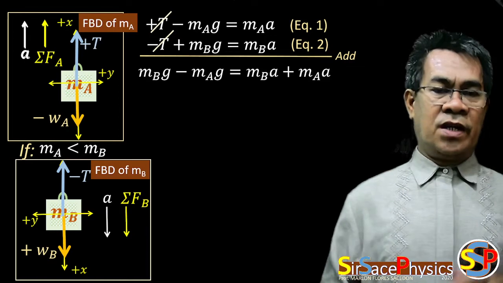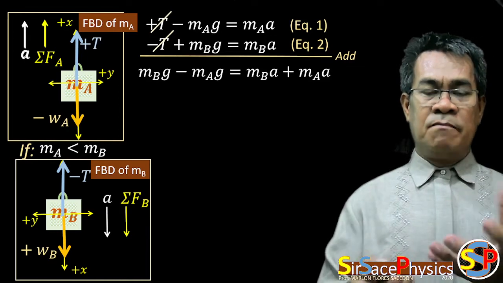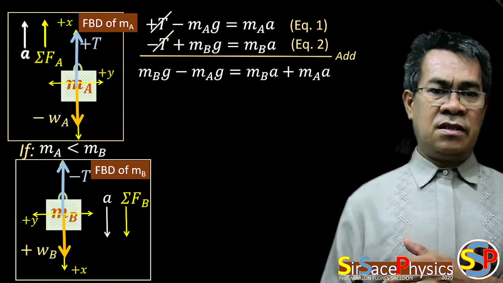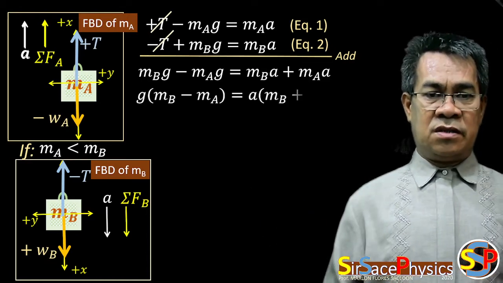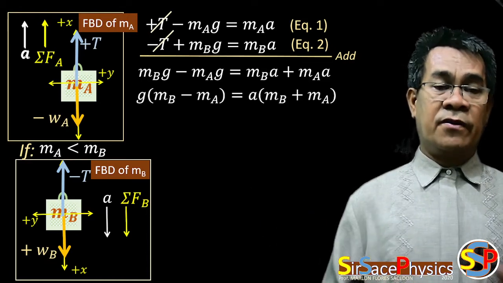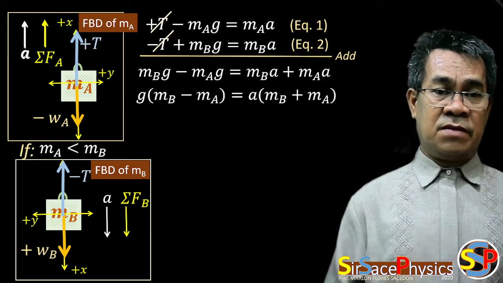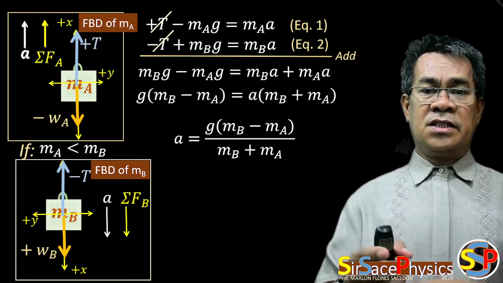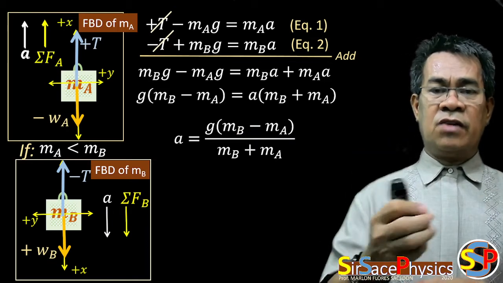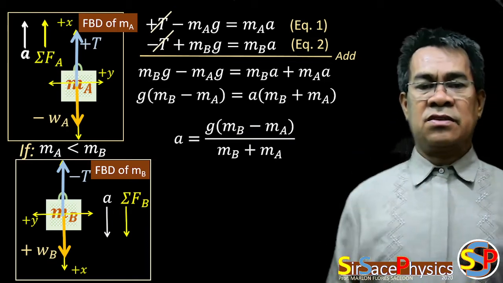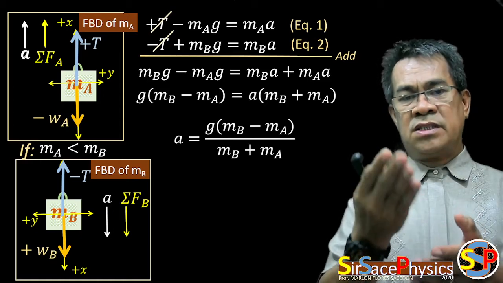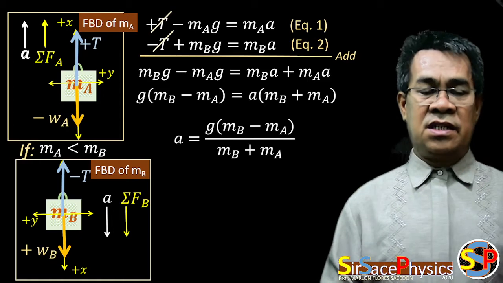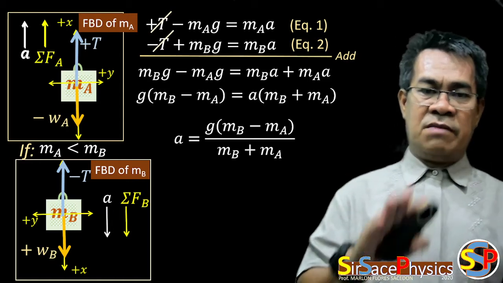No? We can simplify this by combining the common factor. The common factor in the left member is g, while in the right member it is A. So take the common factor, then solve for A. Divide both sides by mass A plus mass B. So therefore, in this case, we have the acceleration A equal to what? The gravitational acceleration times the difference between mass B and mass A, then divided by the sum of the two masses, mass B added by mass A.